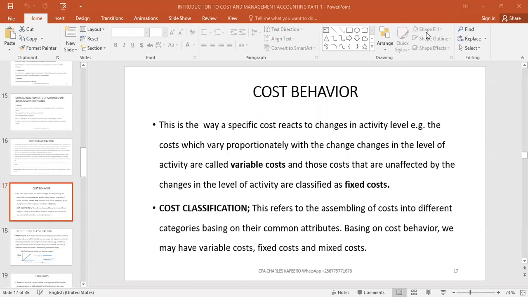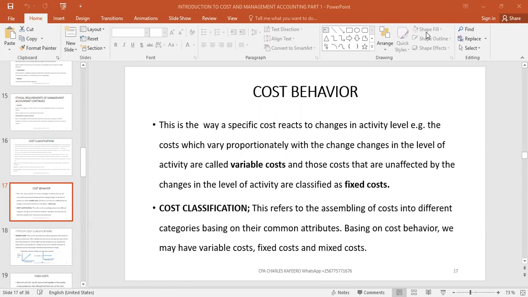Last time we stopped on cost classification and we had left one part, which was classification by behavior, and I told you I'm going to add more clarity on the cost behavior concept. First of all, cost behavior is the way a specific cost reacts to changes in activity levels.